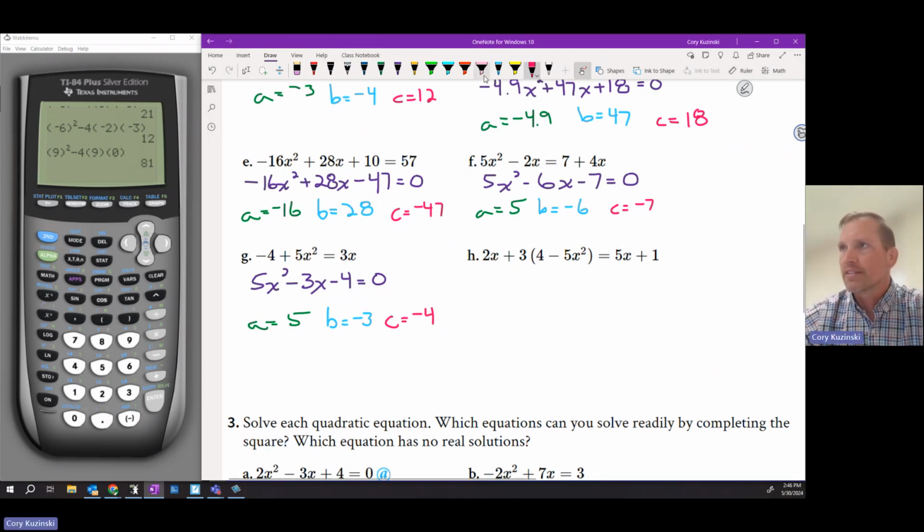Oh no, this one's a mess. It's going to take a couple steps here. I'm going to distribute first. 3 times 4 is 12. 3 times negative 5x squared is negative 15x squared.